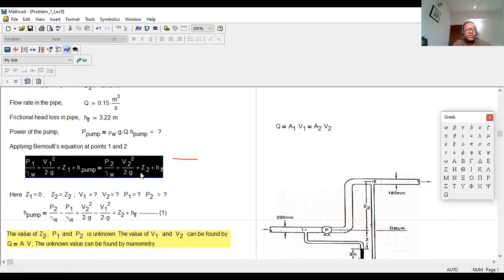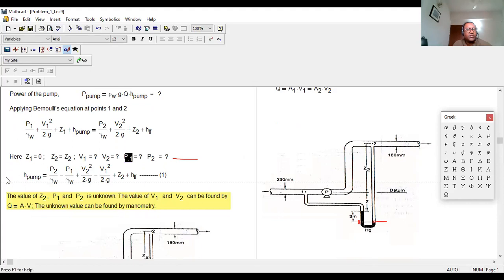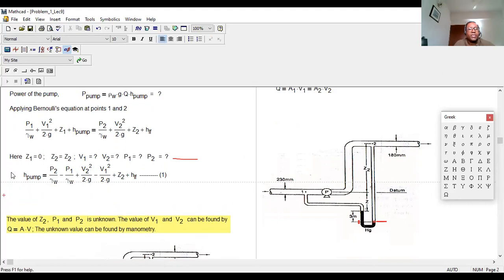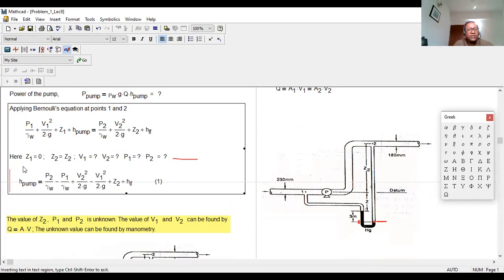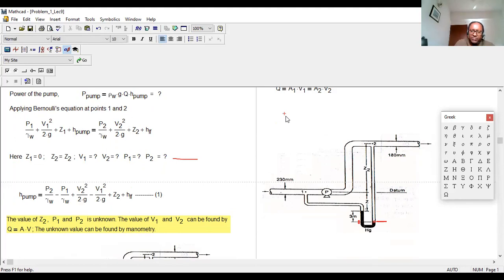So this is our Bernoulli's equation. Then we are saying Z1 equal to 0. Z2 we don't know, we just keep it as Z2. V1 we don't know, V2 we don't know, P1, P2 we don't know. Okay. So if we know the H pump, that means the head of the pump, then we can figure out the power of the pump, because power of the pump P equal to rho times g times H pump, which I just put as HP, into Q. So H pump we need to figure out.